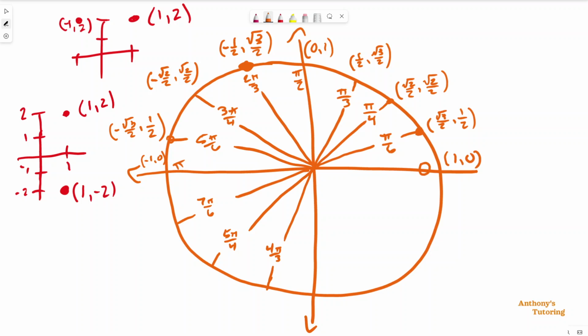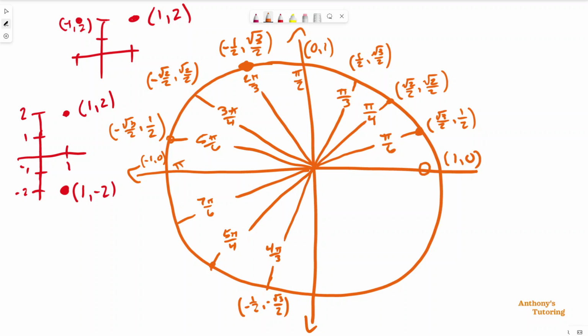So we have 4 pi over 3, and that corresponds with 2 pi over 3. So we're just going to do reflection over the x-axis. So x stays the same, negative 1/2, and now we just make y negative. So we have a negative root 3 over 2.